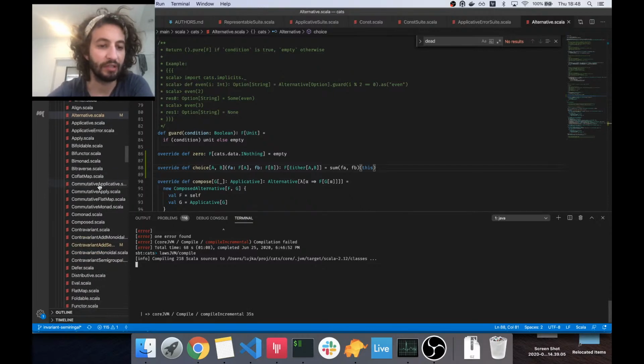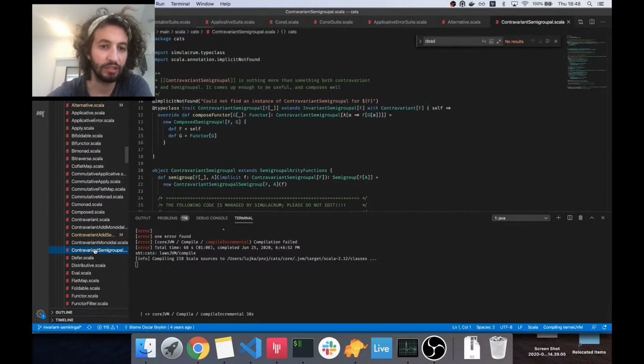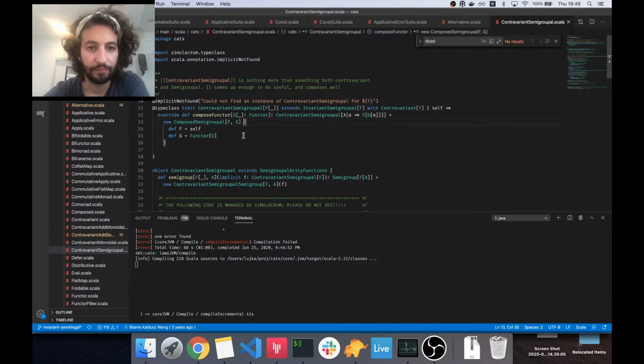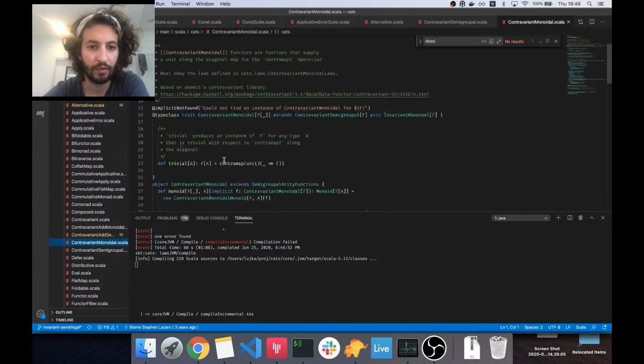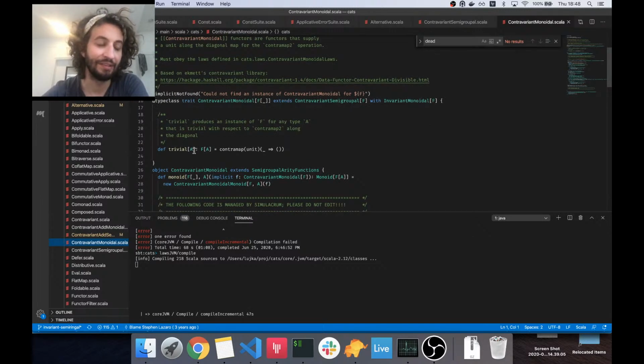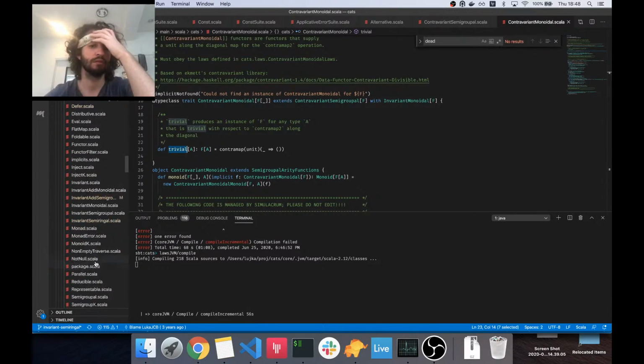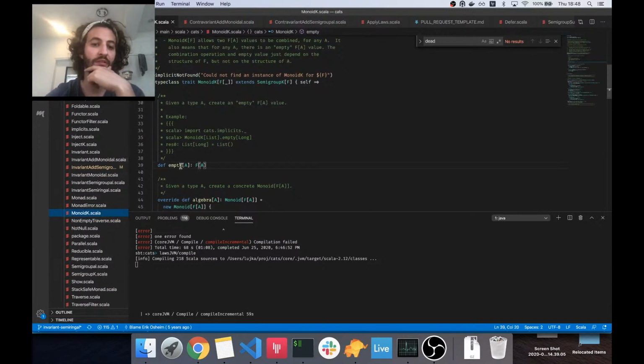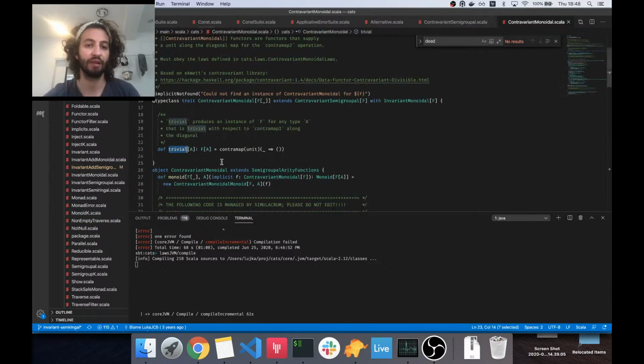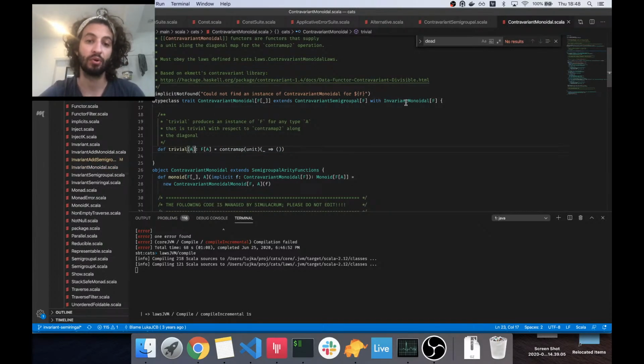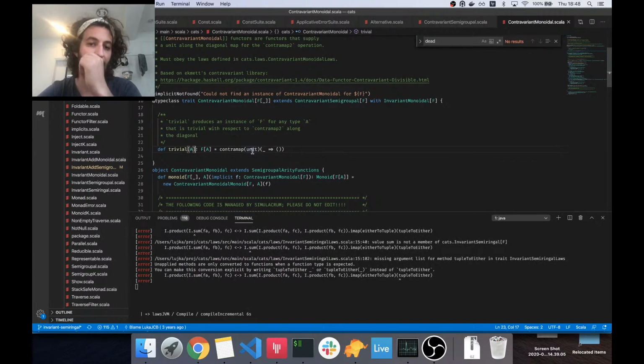But yeah, let's actually look at something that's been in cats for a really long time, which is contravariant semigroupal, and contravariant monoidal, more like. So right here you see, and this is the cool thing about the duality, trivial, which looks exactly like monoid k dot empty, right? Given any f, I can give you an f of a. And that's just because contravariant monoidal has this unit, which just gives us an f of unit. And if we contramap that, we can basically contramap it to any type we want.